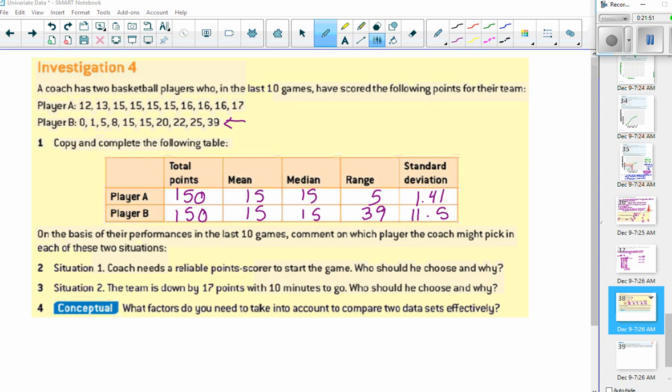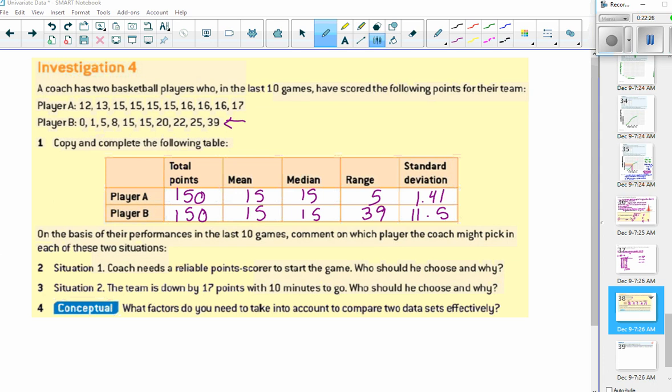However, in situation 2, part 3, the team's down by 17 points with 10 minutes to go. Who should he choose and why? In this case, player A consistently is scoring right around that same value. None of those, besides the 1 game, is he scoring 17 points. However, player B has more variability. If you look at his range, you can see just from high to low, but even within there, you can see he has these top end numbers like 20, 22, 25. It's not that he just had 39.